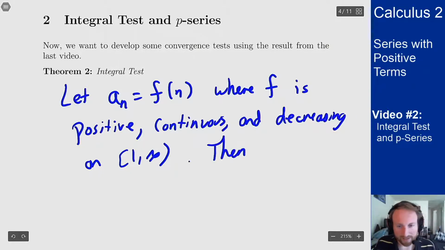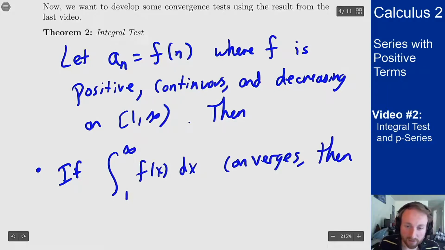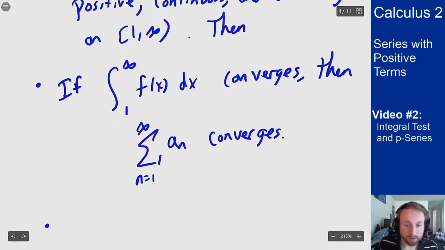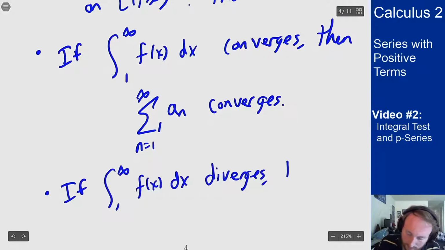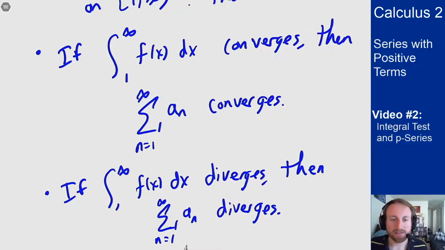Then I get two facts. If the improper integral from 1 to infinity of f of x dx converges, then the series converges. And conversely, if the integral diverges, then the series also diverges. Another way you might hear this said is the integral converges if and only if the series converges. As in, if I know that one thing converges or diverges, I then get the other thing also converges or diverges. These are a back and forth sort of statement here.